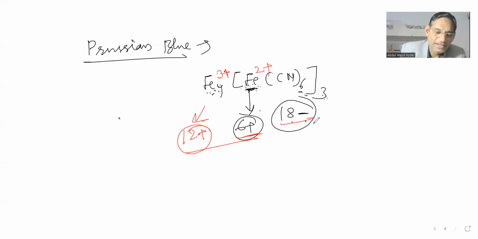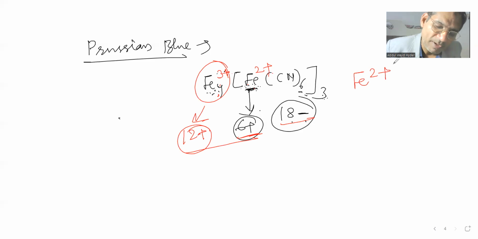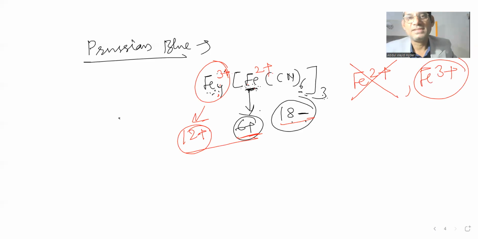This is Prussian blue. This Fe, which is outside the square bracket, will be ionizable, and this Fe2 plus, which is inside the square bracket, won't be ionizable. So this will not be giving the test of Fe2 plus. This will be giving the test of Fe3 plus ion only, because that 3 plus is ionizable. Why is it ionizable? Because it is ionically bonded, it is electrovalently bonded, and this Fe is coordinately bonded. A dative bond is there, which is non-ionizable, and an ionic bond is ionizable.